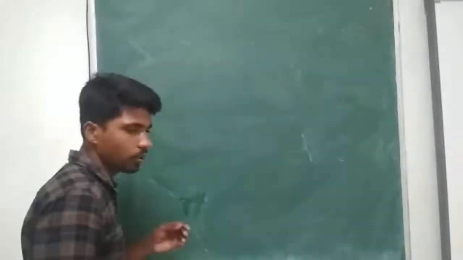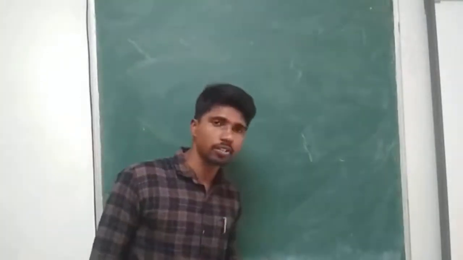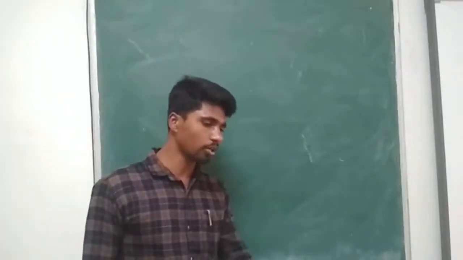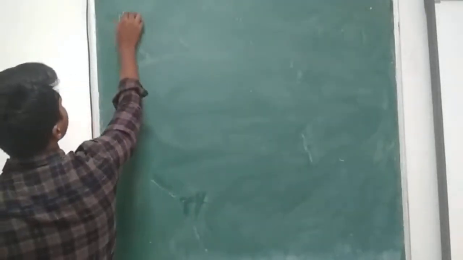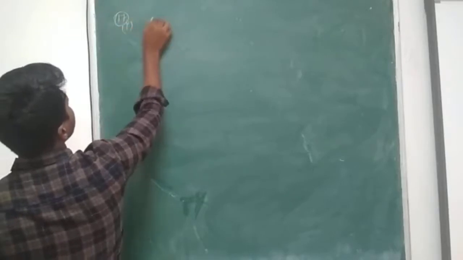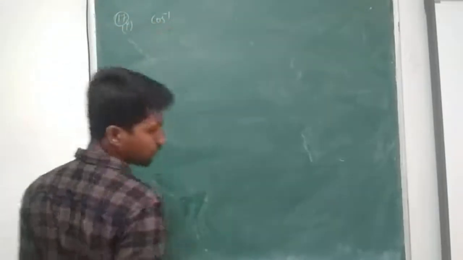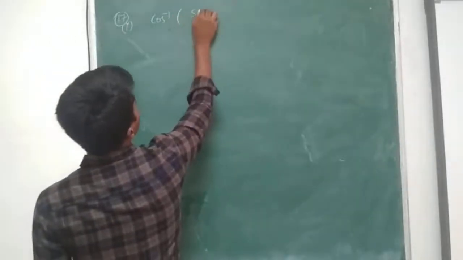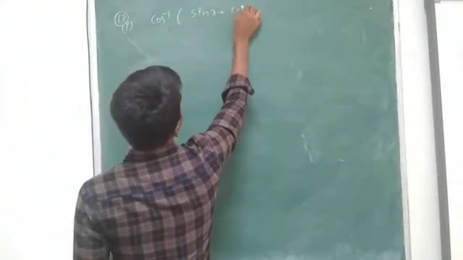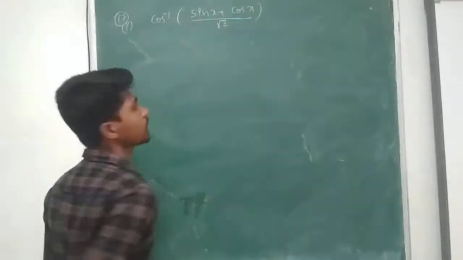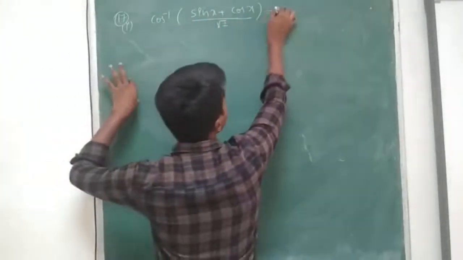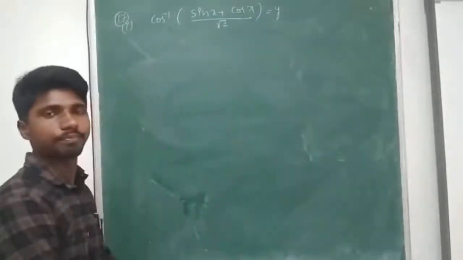For the rest of the questions, they have given the hints; follow the hints and solve the problems. So we go to the 17th one. 17th first: cos inverse of (sin x plus cos x) by root 2. Consider the entire thing as y. So I took it as y.